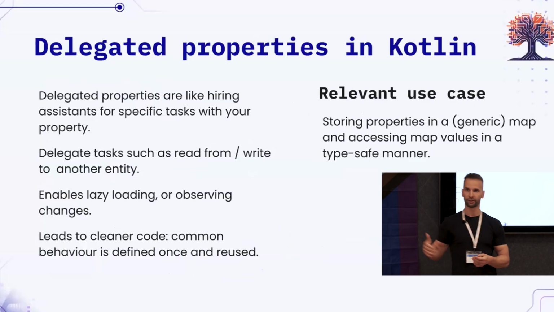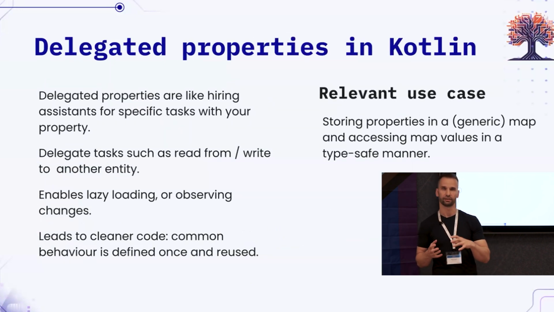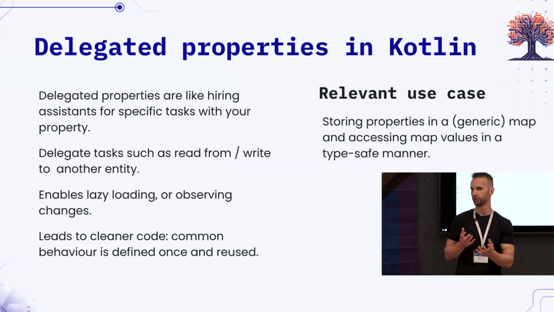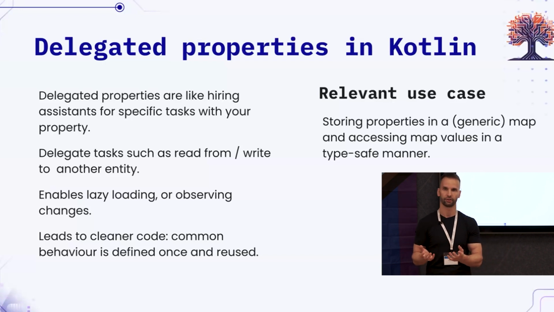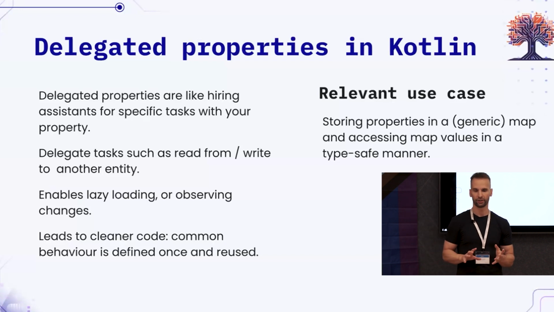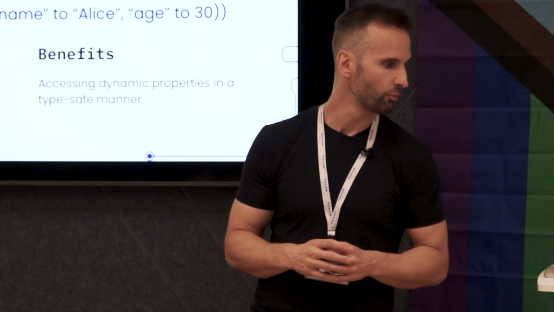So then, as a last resort, I explored the concept of delegated properties in Kotlin, where they're handy, a unified way how you can introduce listeners or observe for changes in values. And incidentally, one of the use cases is that you can store properties in a generic map, but you can access them in a type-safe manner. This is how it looks like.